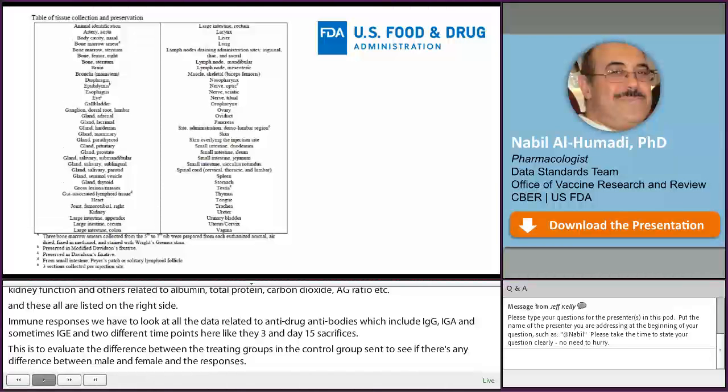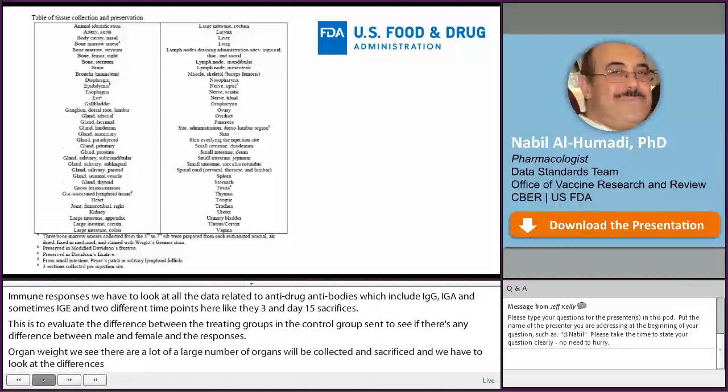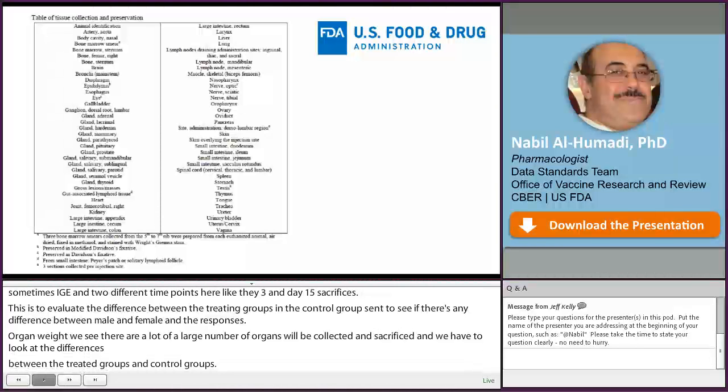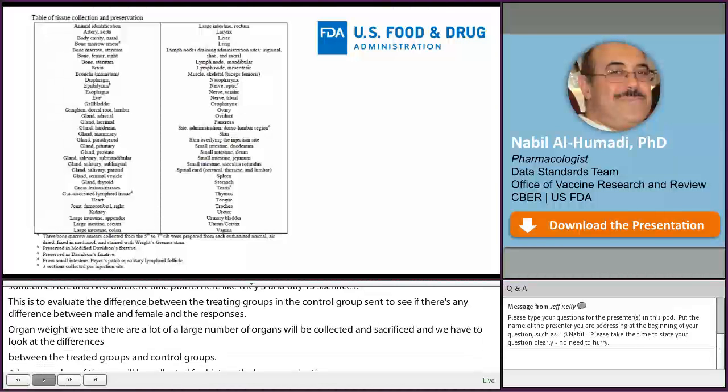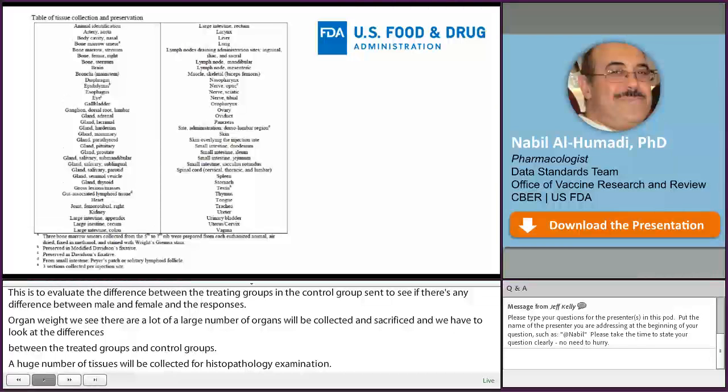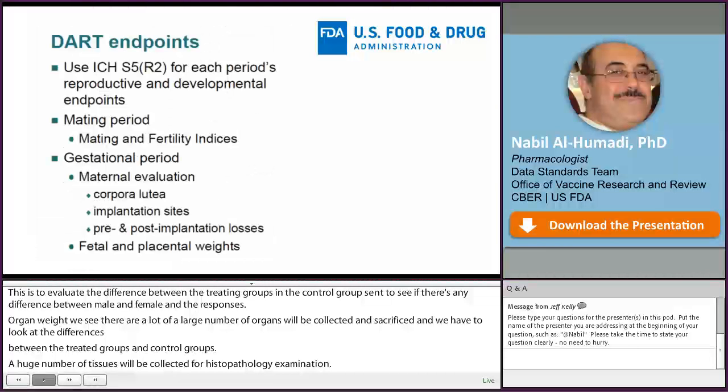A huge number of tissues will be collected for histopathology examination. This has to be looked at for each group and for both males and females. And the previous slides showed you the general tox studies.